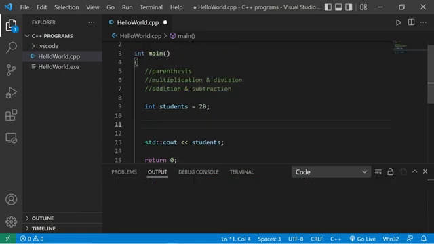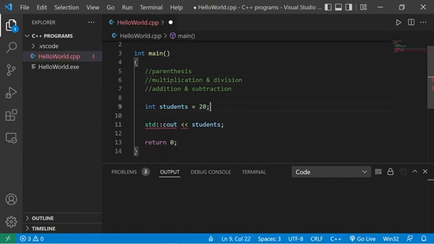These arithmetic operators have an order of precedence. We resolve any arithmetic operations first within parentheses, then multiplication and division, then lastly addition and subtraction. Perhaps we have this formula. Students equals 6 minus 5 plus 4 times 3 divided by 2. So what do we solve first in this equation? We would check any parentheses first, which there aren't any of. Then we resolve any multiplication and division.